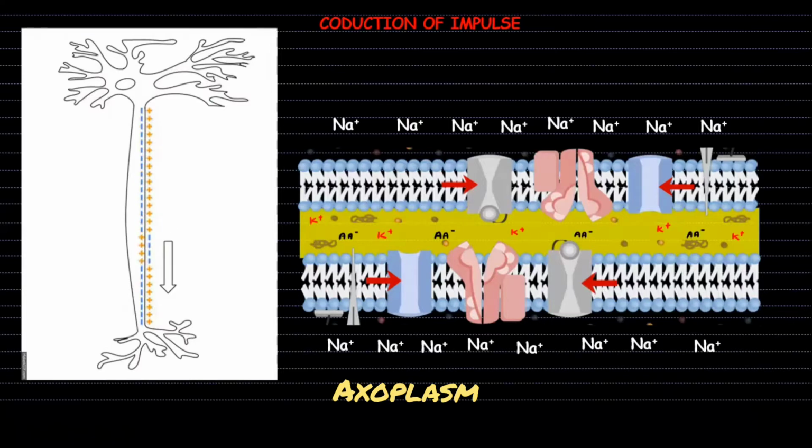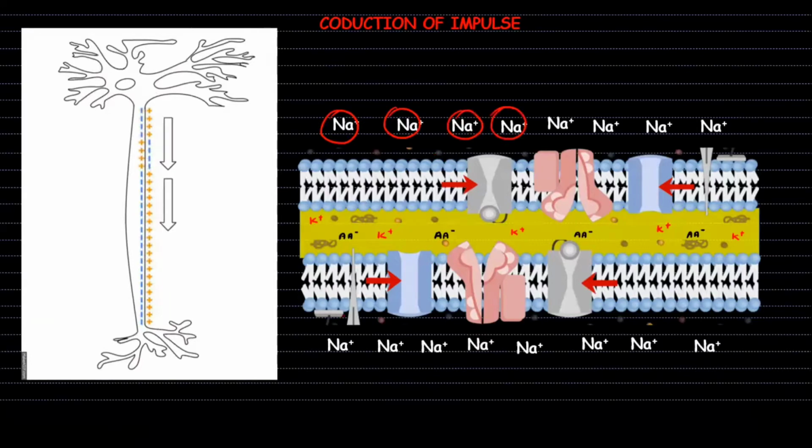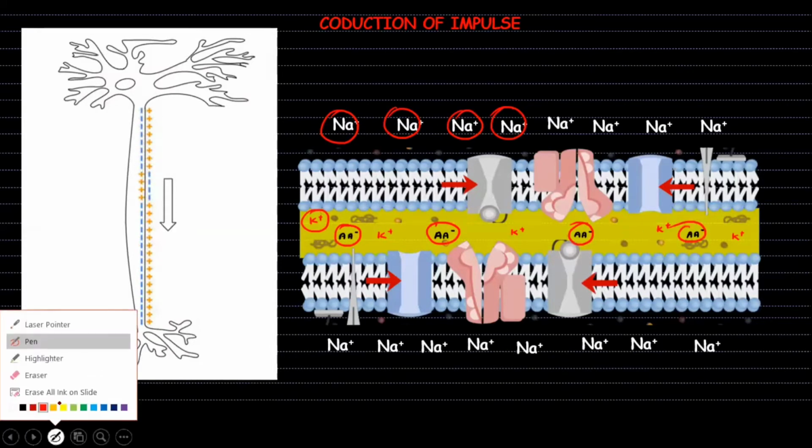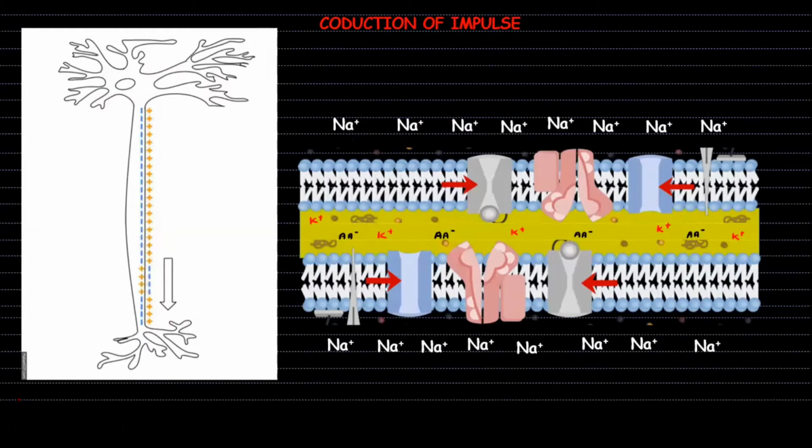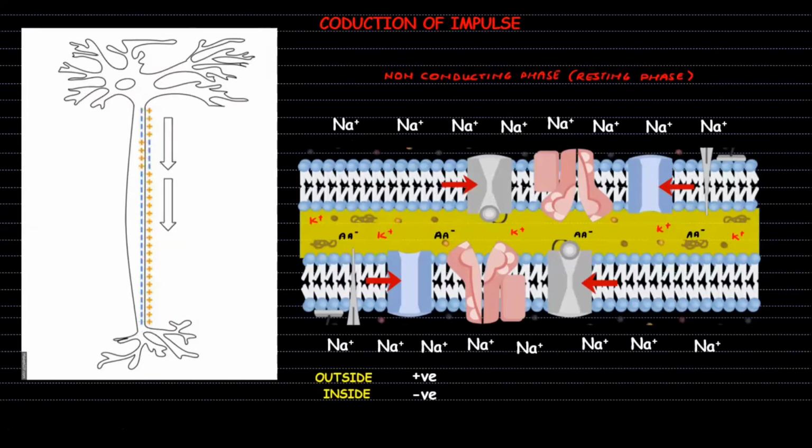What I am able to see is that outside there is an ample amount of sodium, a large amount of sodium. Inside we have potassium and negatively charged amino acids, that means proteins. Because of this state, we say that outside is positive and inside is negative. And that too during which phase? During the non-conducting phase.